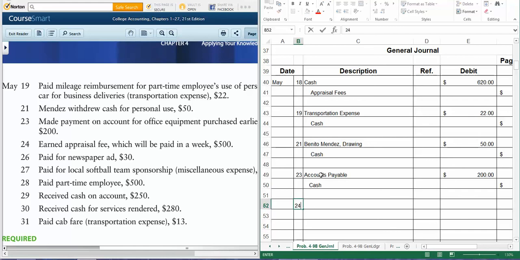On the 24th, we earned an appraisal fee, which will be paid in a week. So since it does not say we received cash, we're going to assume in this case that it was accounts receivable. Our customer has promised to pay us in a week. Okay, and that was $500.